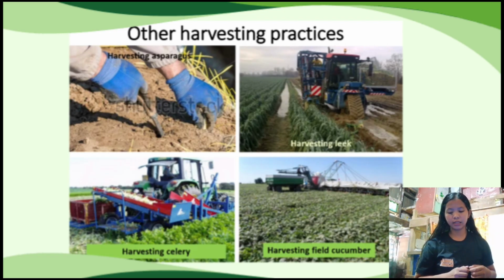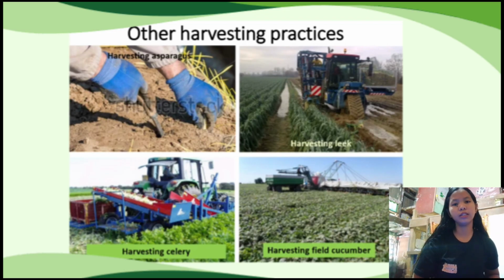And lastly is the harvesting of cucumber. Cucumbers need to be picked frequently because they grow quickly. They can be harvested by hand or with machines that gently cut the fruits from the vine. Timing is important here to ensure they are the right size and still crisp. Each crop requires a specific method to get the best quality produce.